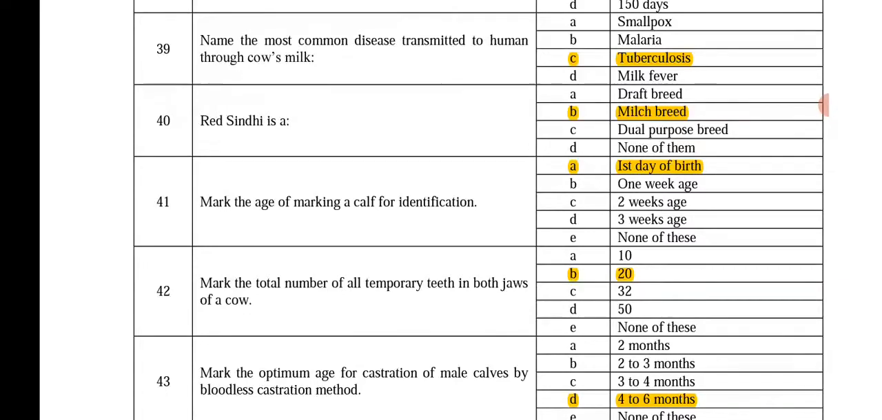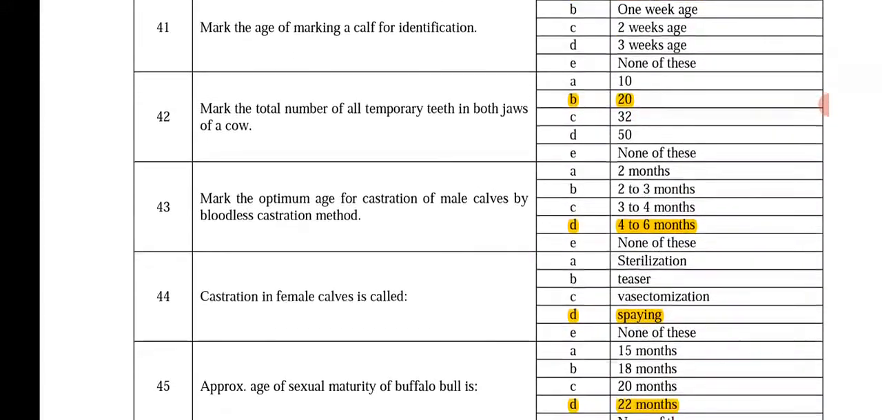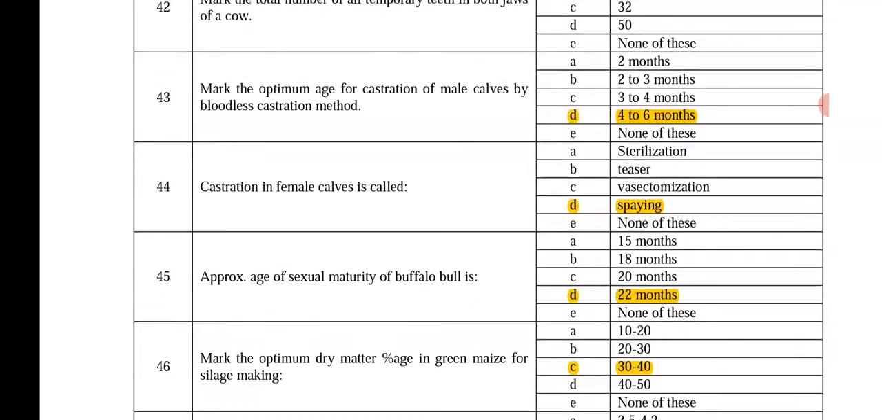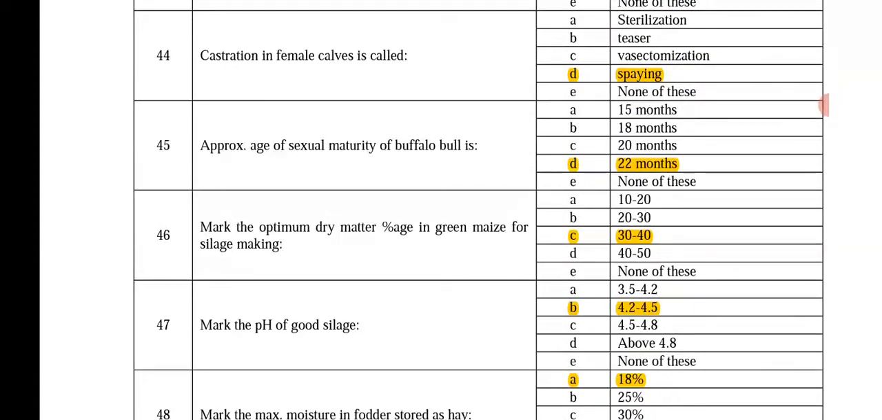Mark the optimum age for castration of male calves by bloodless castration method: 4 to 6 months. Castration in female calf is called spaying. Approximate age for sexual maturity of buffalo bull is 22 months. Mark the optimum dry matter percentage in green maize for silage making: 30 to 40%.